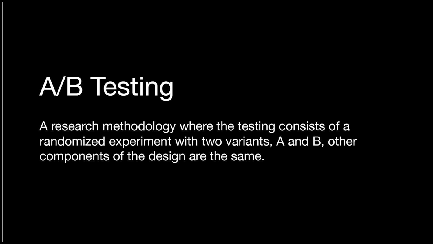The next term is A/B testing. This is a research methodology where the testing consists of a randomized experiment with two variants, A and B, and other components of the design stay the same. So say you're not quite sure how you want something to function, and you want to be able to test it, and you think two ways could be viable. So you make everything similar, the same, except for these two different variants. So you do one design with variant A and one with B, and then you randomize who's using what in your testing, and then you can see which design, A or B, works out.